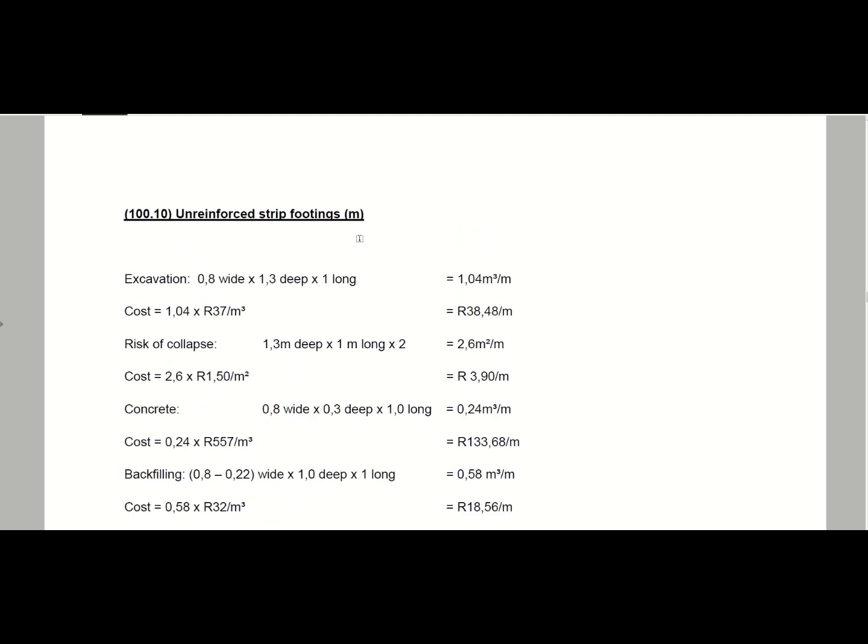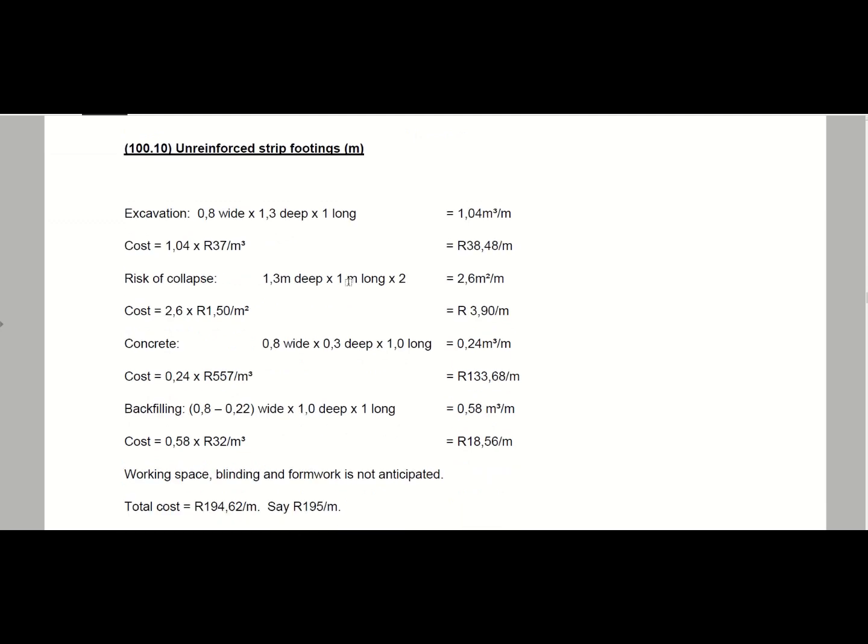Now you've done all of your measurements, but that's usually the easy section of your estimation, to get your quantities together. But now you need to put together your rates. So going to your unreinforced strip footings, this is item 110 of your guideline.